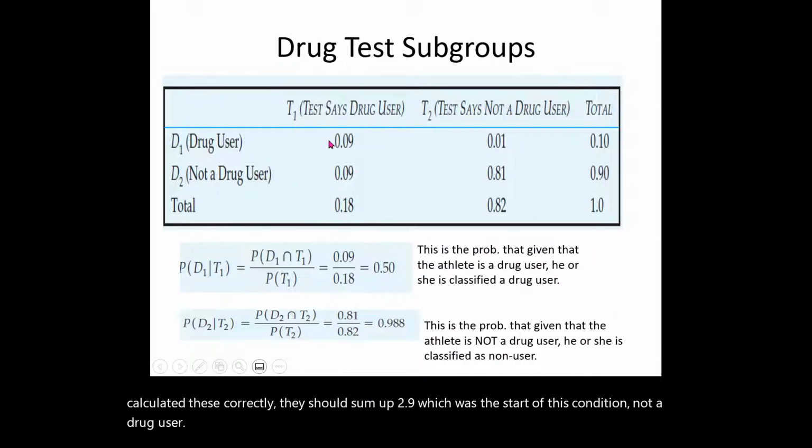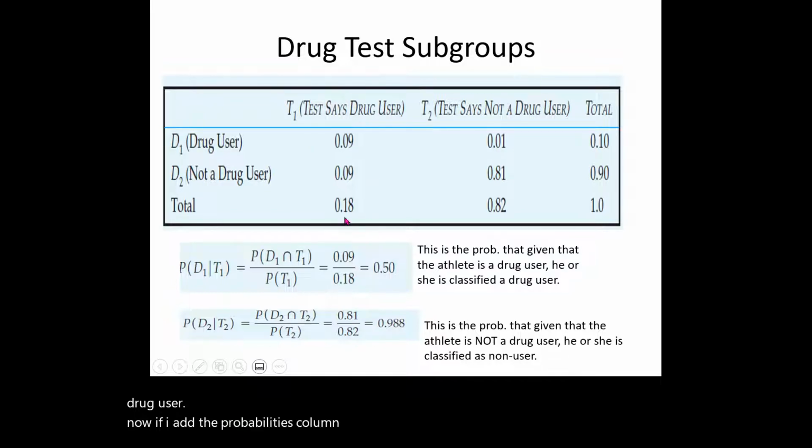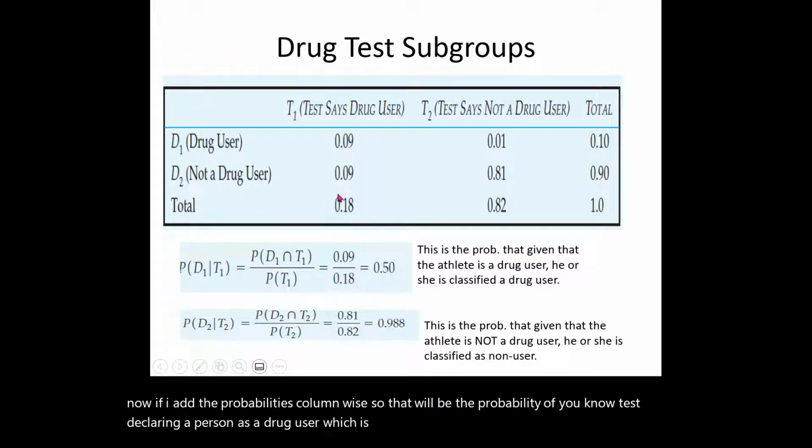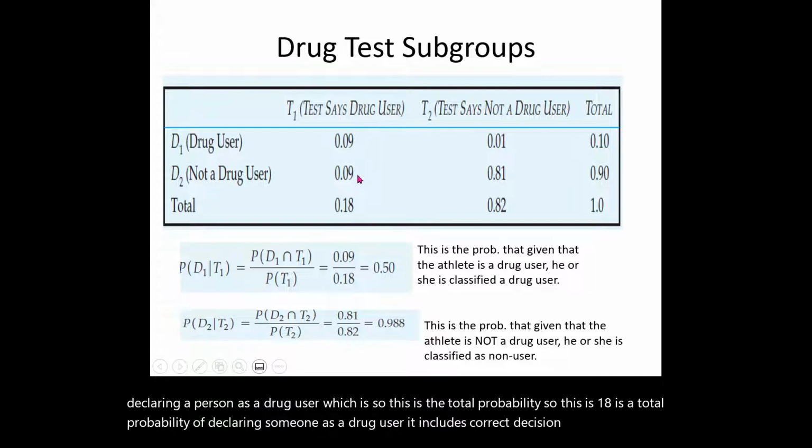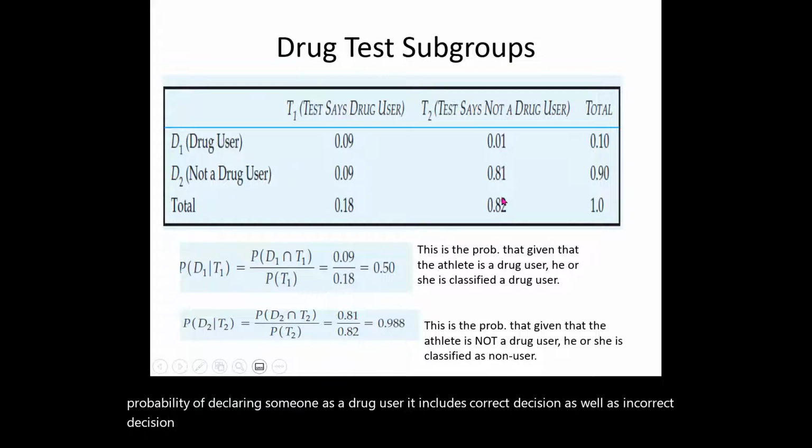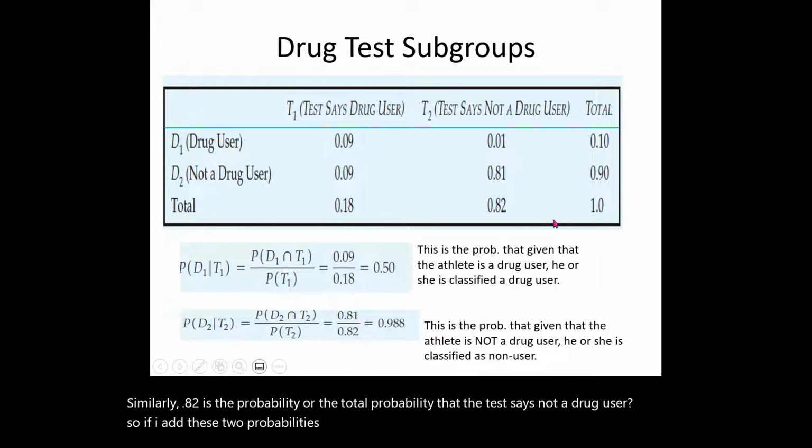Now if I add the probabilities column wise, that will be the probability of the test declaring a person as a drug user, so this is the total probability. So 0.18 is the total probability of declaring someone as a drug user. It includes correct decisions as well as incorrect decisions. Similarly, 0.82 is the total probability that the test says not a drug user. So if I add these two probabilities, they should also add up to 1. So it's sort of a calculation check as well.